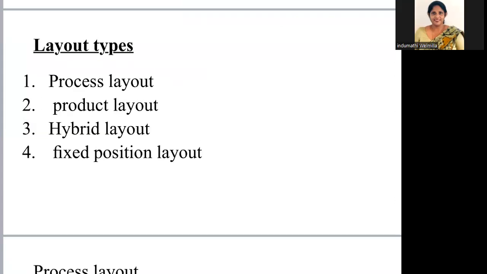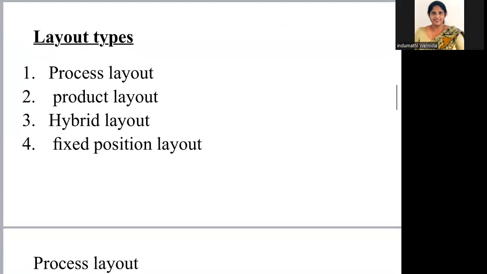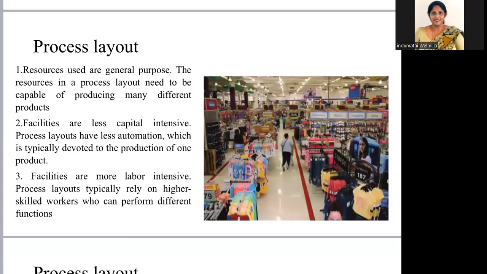So layout types. When we consider layout types, there are 4 basic layout types: process layout, product layout, hybrid layout, and fixed position layout. Shall we first move to the process layout? What does this process layout mean? It is also called the functional layout.